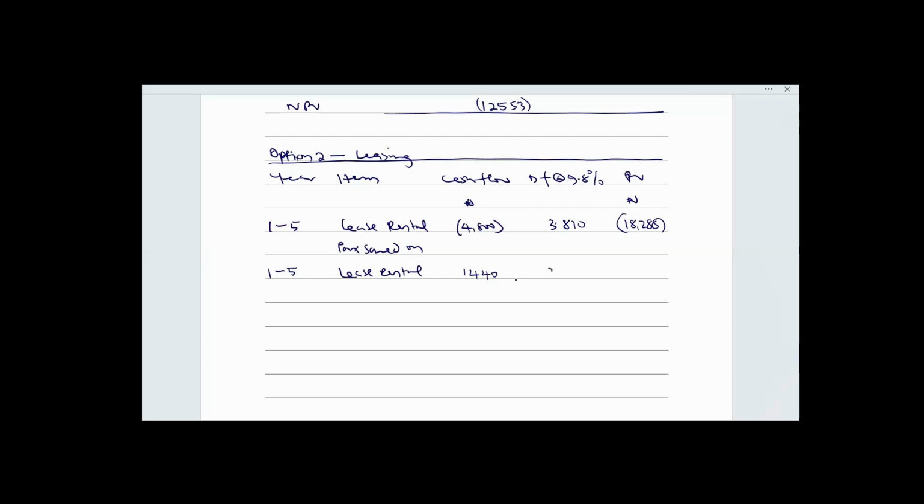So here will be 3.810. I will multiply that by 1,440. 1,440 multiplied by 3.81 equals 5,486. So the difference will give us the PV of cost. Minus 12,802.